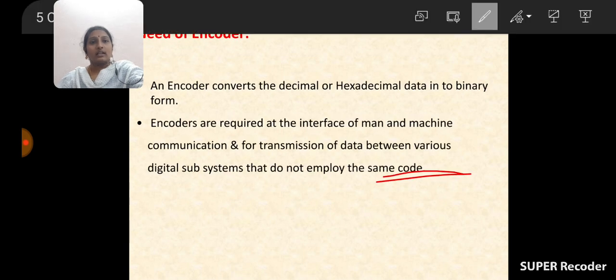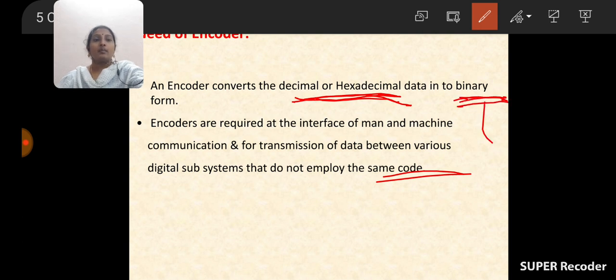Decimal and hexadecimal can be understood by human beings, but binary can be understood by the machine. So encoders act like interfacing devices. How do they act? Encoders act like interfacing devices so that they are able to convert decimal or hexadecimal into binary.